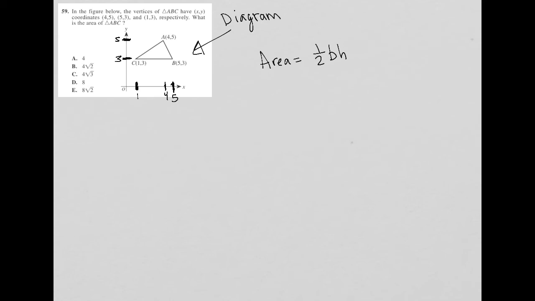So the base, I'll switch back to red now, the base of this triangle is between C and B. The distance of that base, right, is between 1 and 5. So that distance is a total of 4. So my b here is equal to 4. The height is from the base to the highest point of the triangle, so that's there, right? So that corresponds with this height from 3 up to 5, so that's a height of 2.